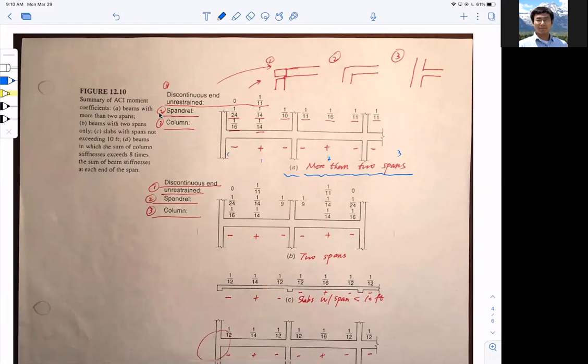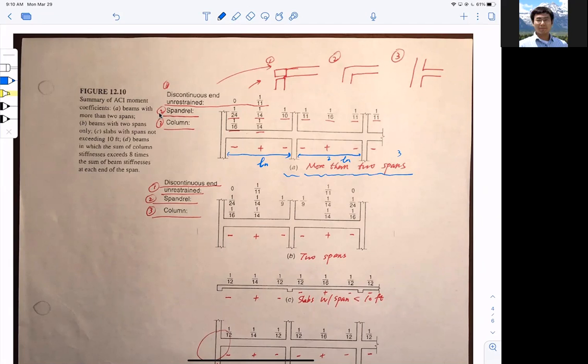Be careful, okay? Ln is the clear span between them, right? This is Ln, by the way. This is Ln. Of course, this is another Ln, right? They may have the same length or they may not. But rest assured, I can have all these factors.